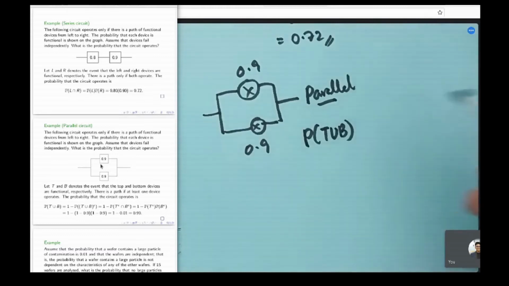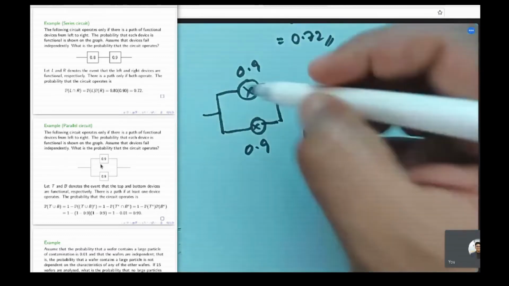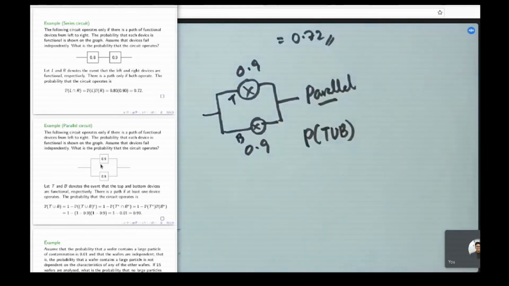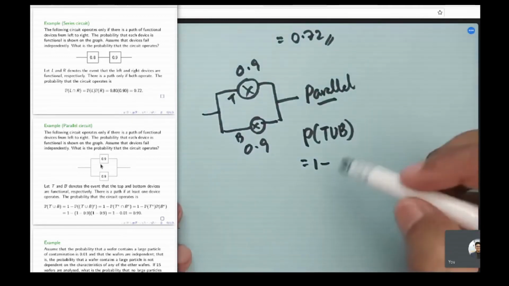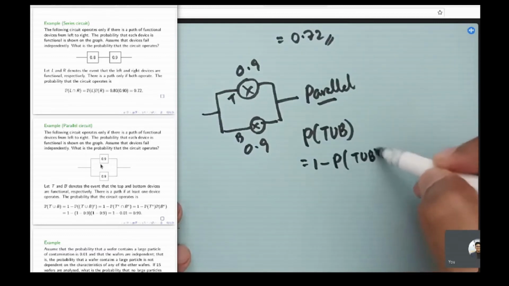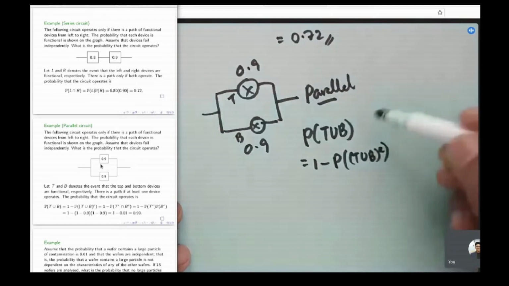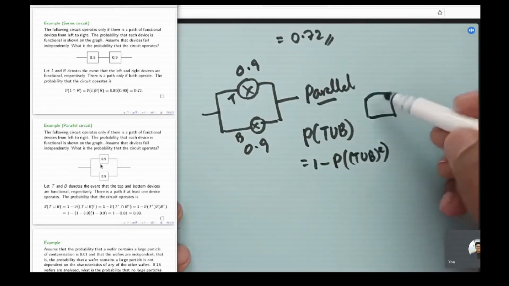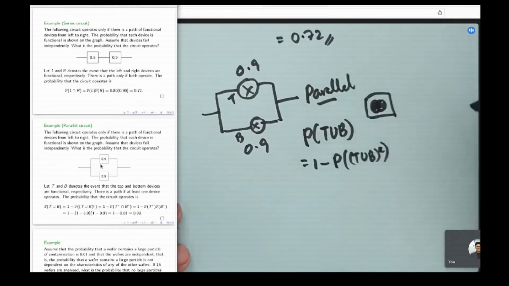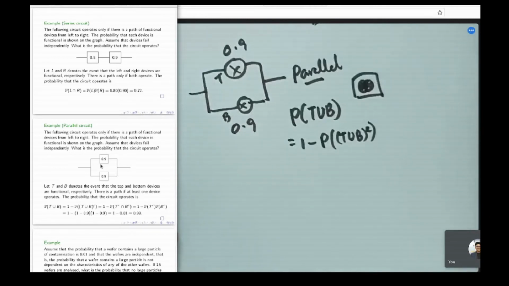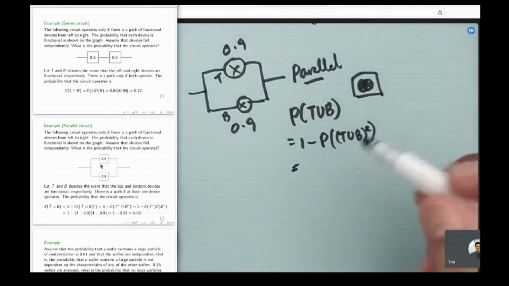So we have to find the probability of T union B. Divide this: T and this is B, to indicate top and bottom. So the probability of T union B is equal to 1 minus P of T union B complement, because if you look at the event space, you have T and B. So T union B is this one, equal to 1 minus the other part, which is the complement of T union B, right? So that is equal to 1 minus.